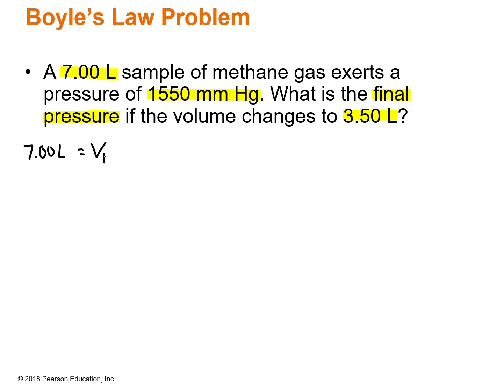We're told that it exerts a pressure of 1,550 millimeters of mercury. Pressure, we use a P, and this is associated with that 7-liter sample, so it's the initial pressure of the gas. We're asked for the final pressure, which is P2, so we'll put a question mark there. And we're told the volume changes to 3.50 liters. That means we're looking at the final volume being 3.50 liters.